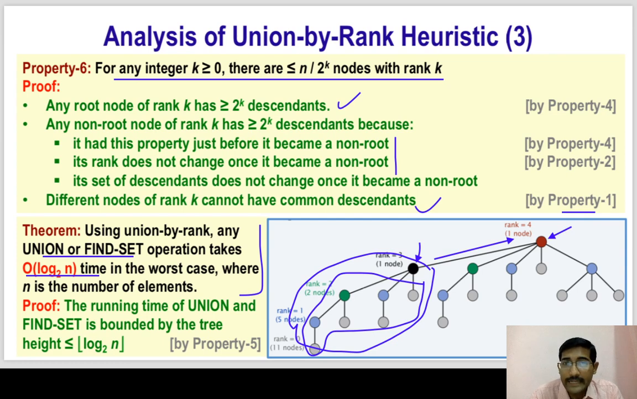So therefore, for any integer k, if there are a total of n nodes in the tree, the number of nodes of rank k must be bounded by n by 2 to the power k, otherwise we will reach a contradiction with the total number of nodes being n. This is a very interesting property which we will use when we gradually refine our union by rank or union by height heuristics in the future slides.